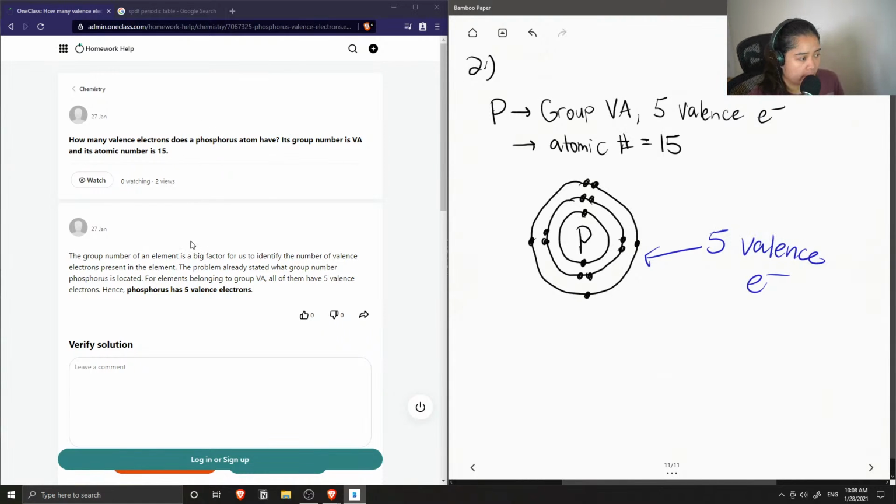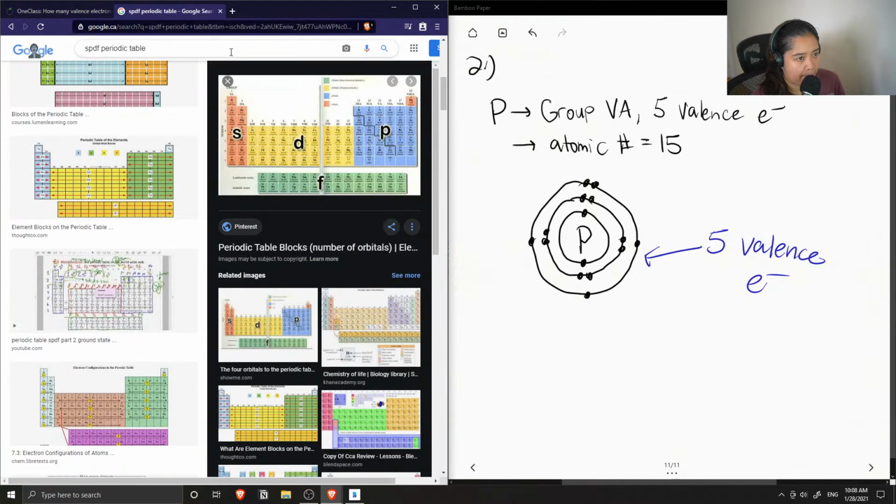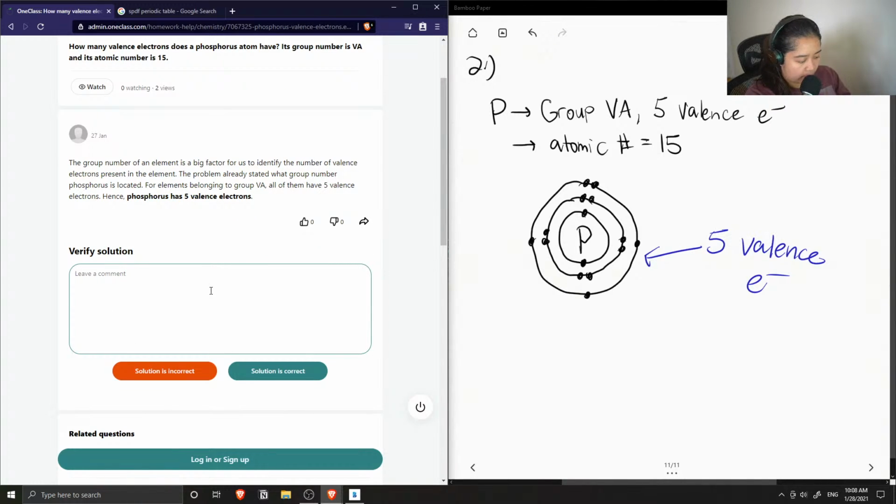Okay, so the junior tutor said that the group number of an element is a big factor for us to identify the number of valence electrons present in the element. The problem already stated what group number phosphorus is located in. So for elements belonging to group 5A, all of them have 5 valence electrons. Hence, phosphorus has 5 valence electrons. Okay, so phosphorus is found here, and you can see it's in group 5A. So the solution is correct.